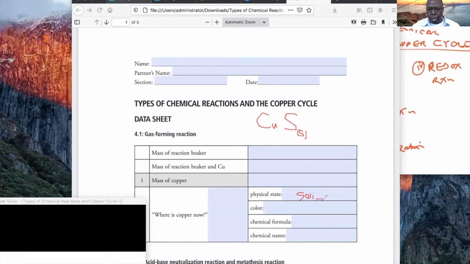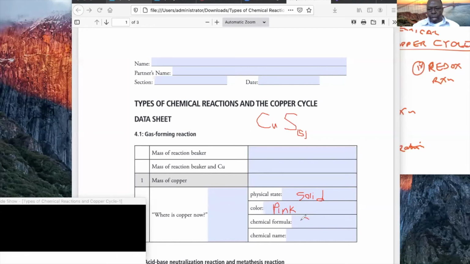I'll write solid after the reaction, just basing on the physical state given in the equation. The color, you have to watch the simulation. You need to watch the simulation in order to state the color. Maybe this could be pink. I'm just picking up the color of the solution. It could be dark, it could be pink.